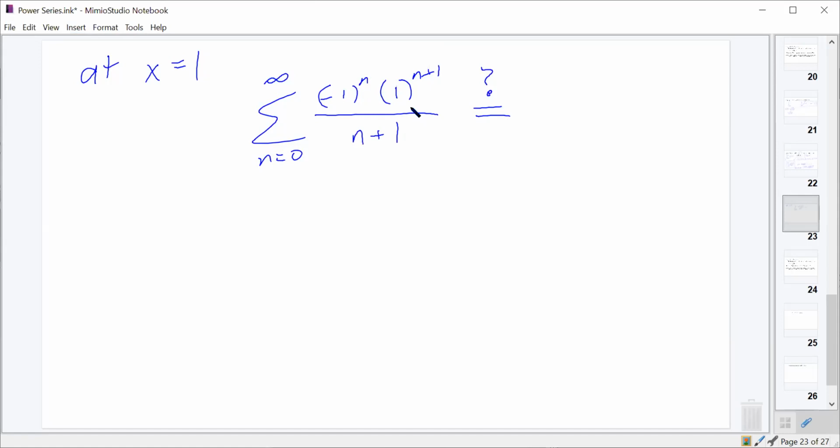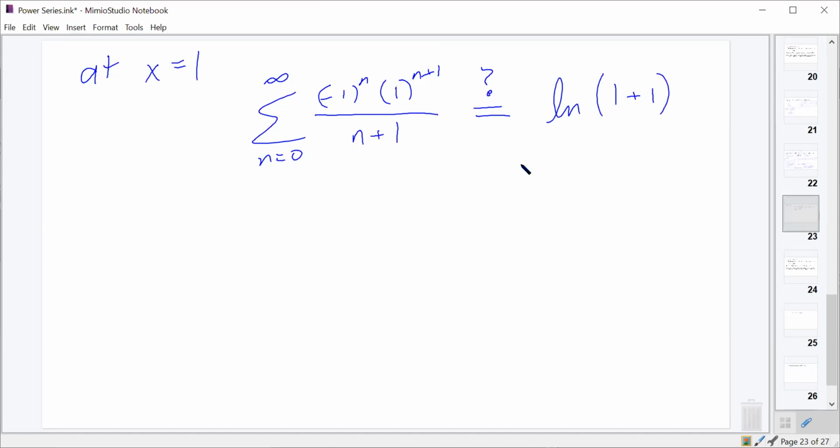Does this series, our series for natural log of 1 plus x that we just wrote, when evaluated at x equals 1, equal the natural log of x plus 1, natural log of 1 plus 1? Does it equal natural log of 2? That's the question that we're trying to ask ourselves here.